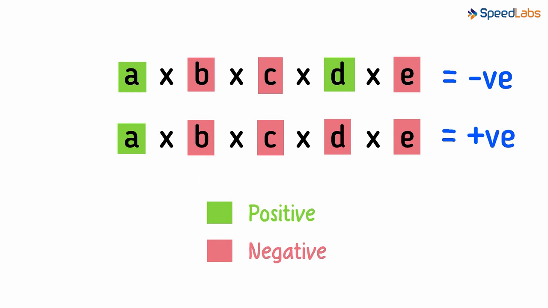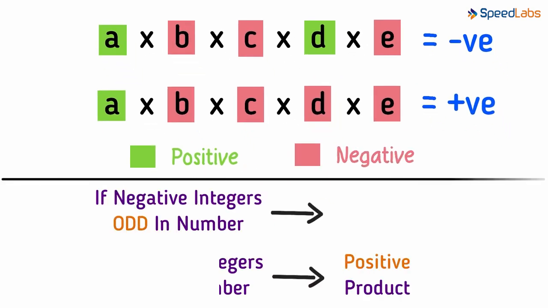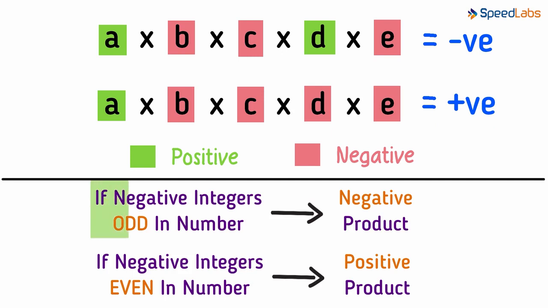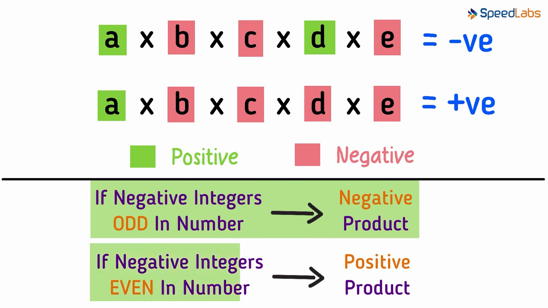To find the sign of the result of any product containing integers, remember these two rules. If the negative integers are odd in number, then their product will be negative. And if the negative integers are even in number, then we get a positive product.